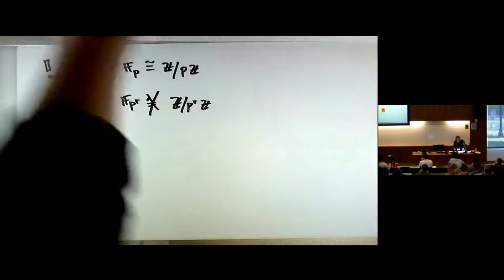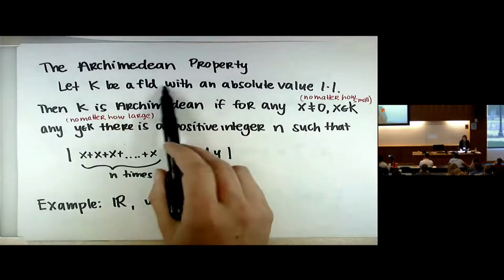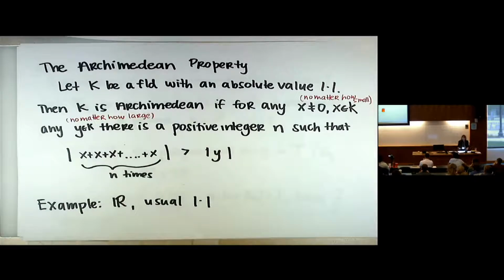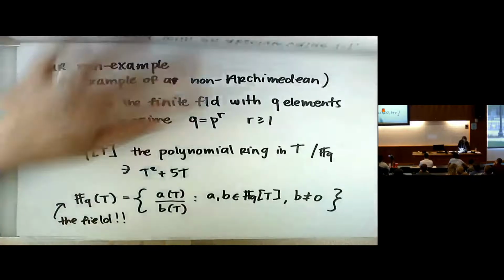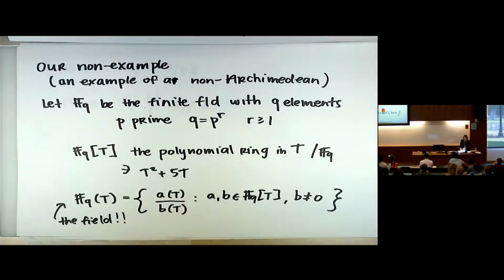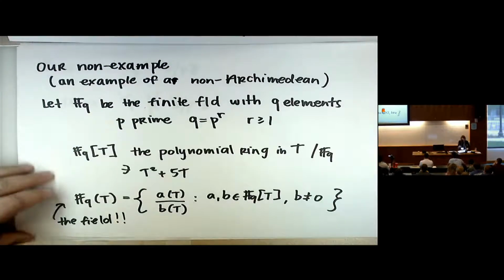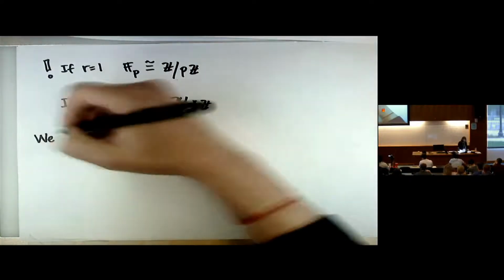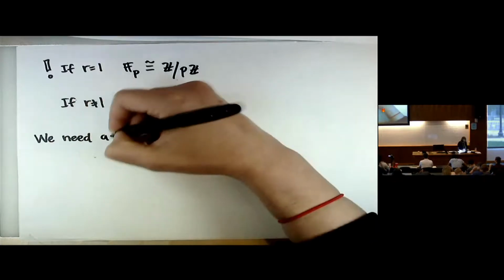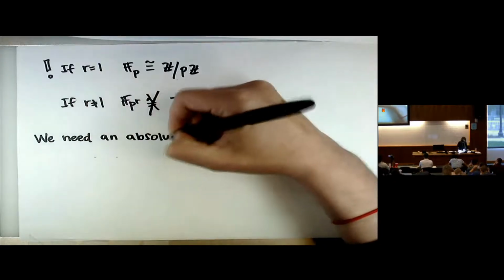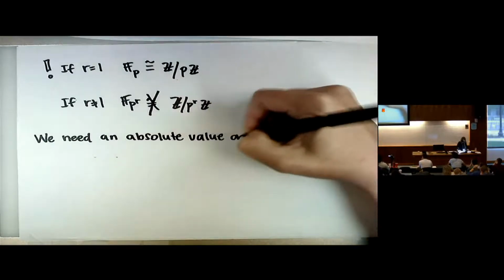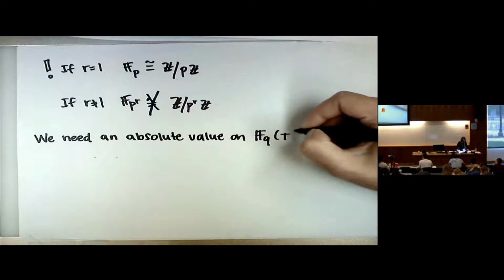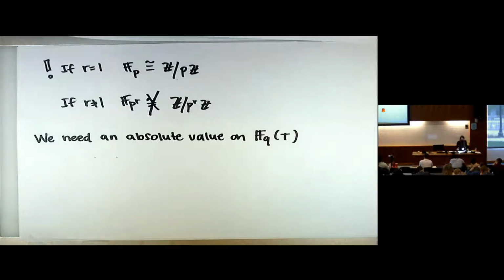Okay, so if we go back, this flip book is fun. So I have a field, I got this far. So I need an absolute value, right? And I talked about things being small and large. And my field has maybe polynomials in them. I mean, ratios of polynomials, but let's think of polynomials because they're a little bit easier. So we need an absolute value on F_q(T).